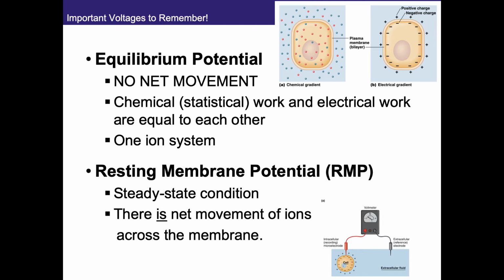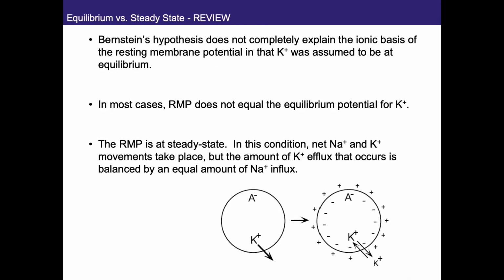So I know this is review, but I just want to make sure that we're really clear on the difference between these two terms, okay? Bernstein didn't completely explain the ionic basis of the resting membrane potential, in that he assumed potassium was right at the equilibrium potential. What he didn't realize is that there were actually other ions moving across the membrane that were pulling the resting membrane potential away from the equilibrium potential.